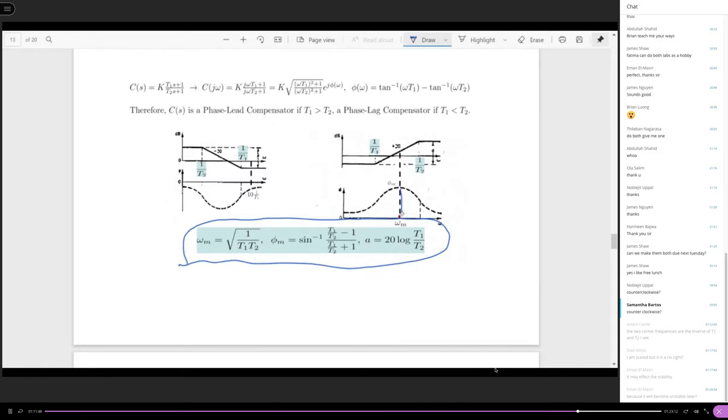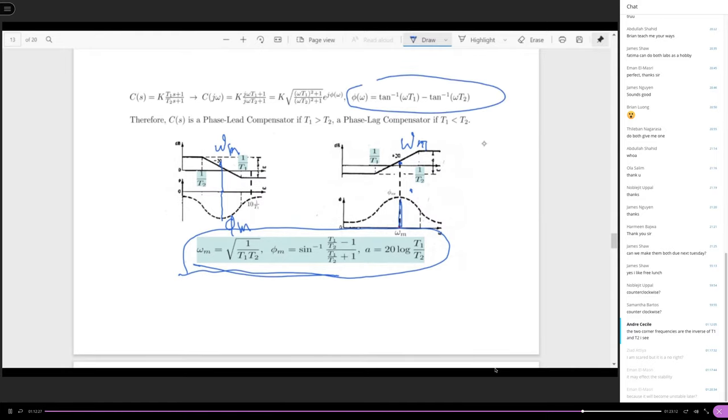I can find out the peak phase here with the peak frequency. This is the phi m. This is the omega m. And yes, the two corner frequencies are the inverse. Yeah, the inverse. So the calculation can be done with very simple advanced calculus.